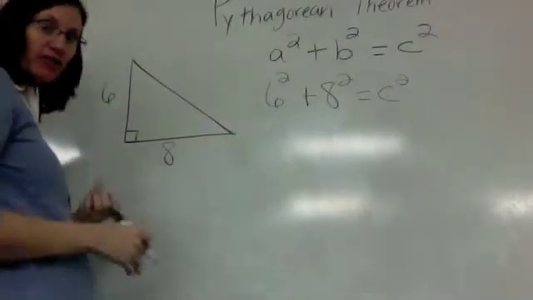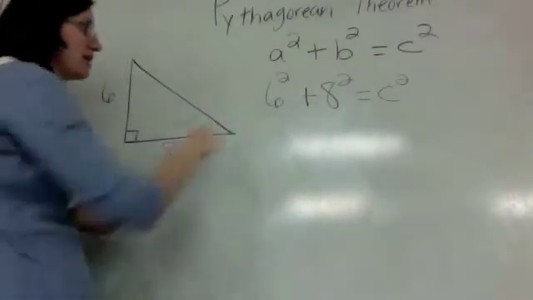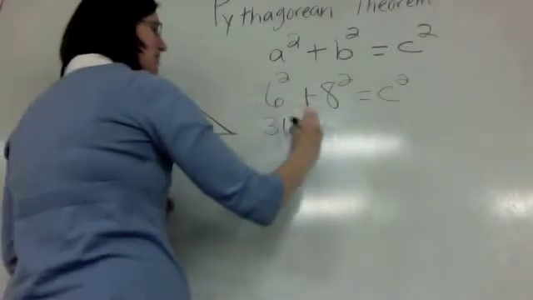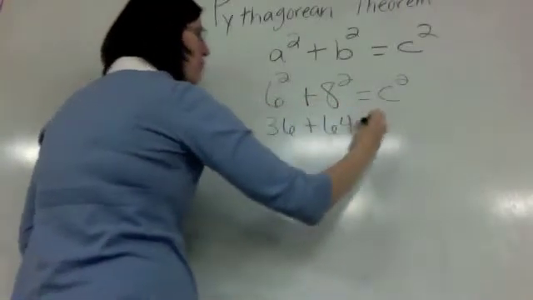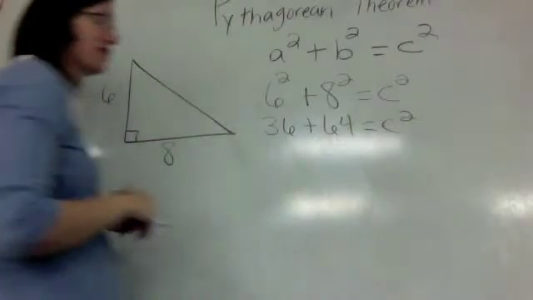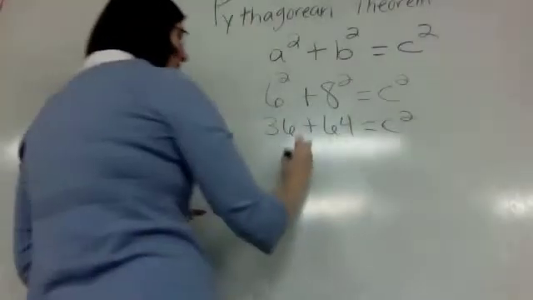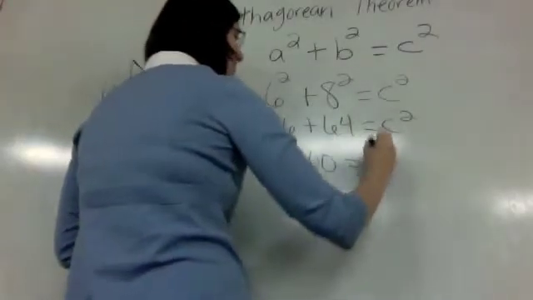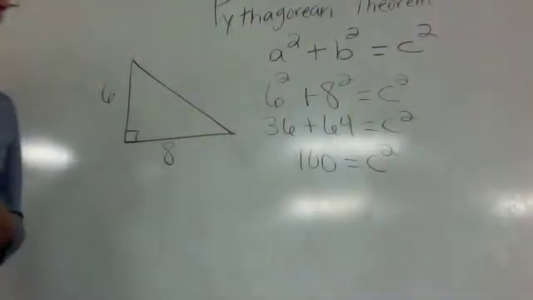Before I can begin solving, I have to simplify this side. 6 squared is 36. 8 squared is 64. That still equals c squared. Add those together, I get 100. Still equals c squared. Now we begin the solving process.